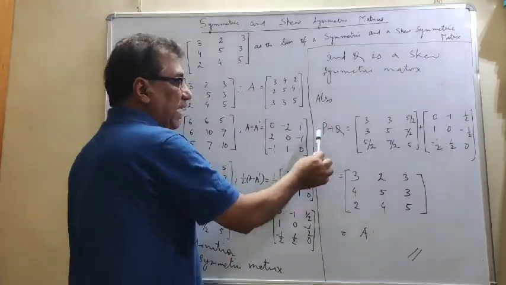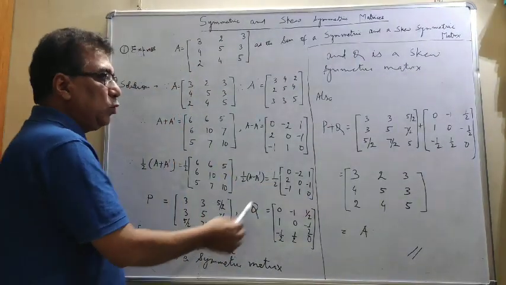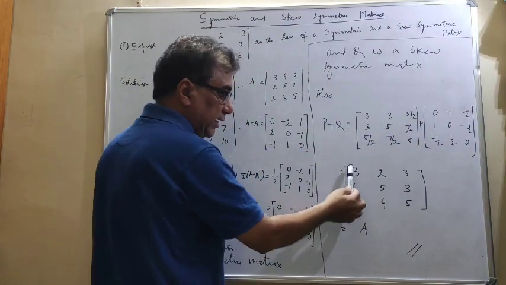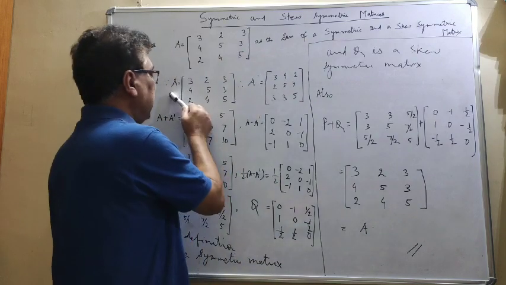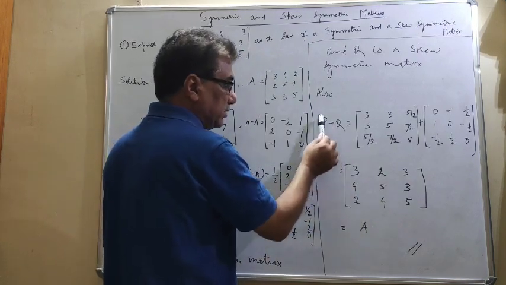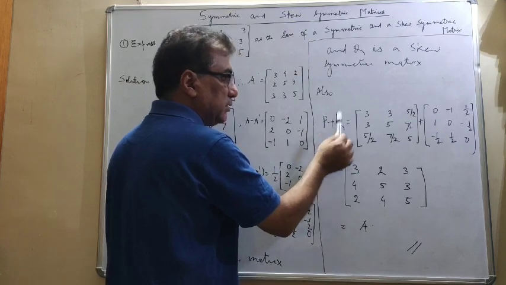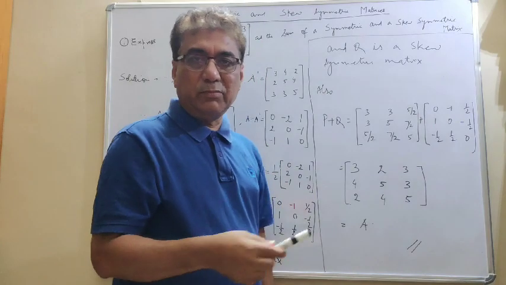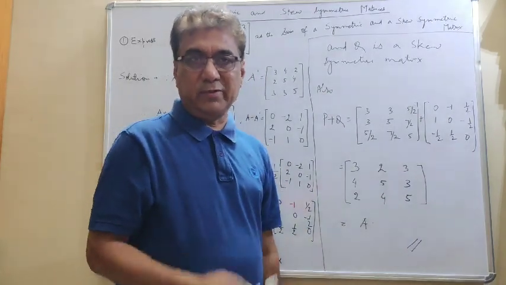Now when we add P and Q, this is the way of addition, and finally we get this result, which is the same as A. So A has been expressed as the sum of a symmetric and a skew-symmetric matrix. This is a very important question, and you can practice some more questions based on it from your book.